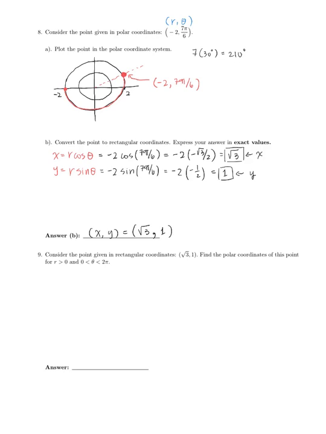Okay. Number 9. Consider the point given in rectangular coordinates, square root of 3 comma 1. Oops, I think I wrote the same coordinates as the previous example. Sorry about that. But anyways, find the polar coordinates of this point for r greater than 0 and theta between 0 and 2 pi. Okay, so here what we want is r comma theta. This is what we're looking for.